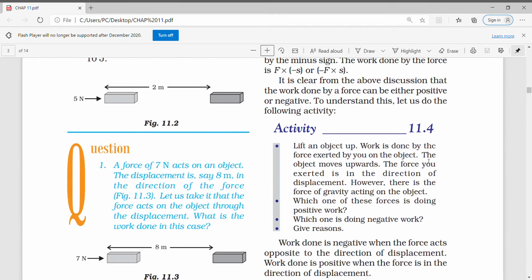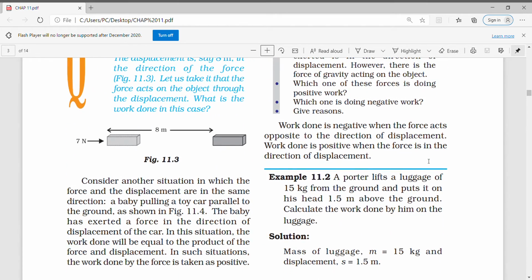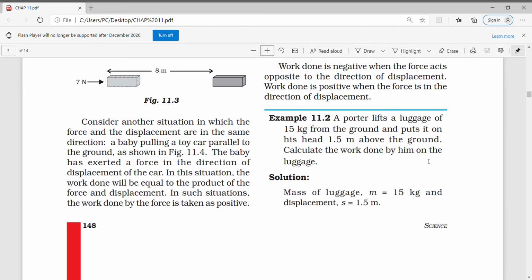Now we have next example, example 11.2. There is a porter and he lifts a luggage of 15 kilogram from the ground and puts it on his head 1.5 meters above the ground, and you have to calculate the work done by him on the luggage. So the formula for work done, again it is force into displacement, but here the object is lifted above the ground. It means luggage is lifted above the ground.